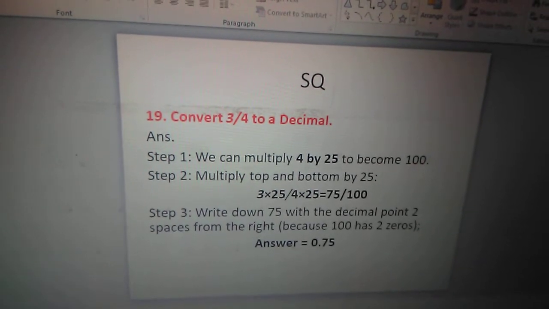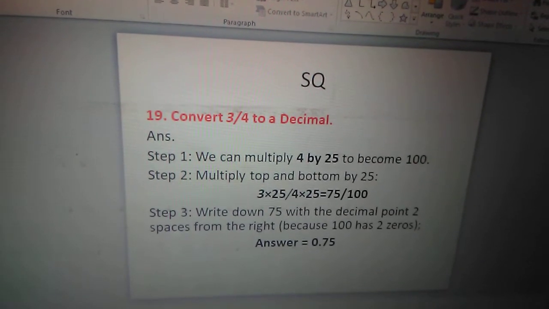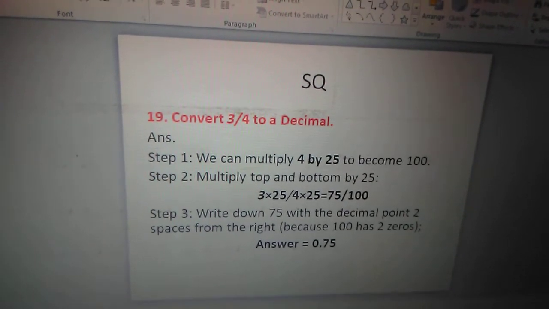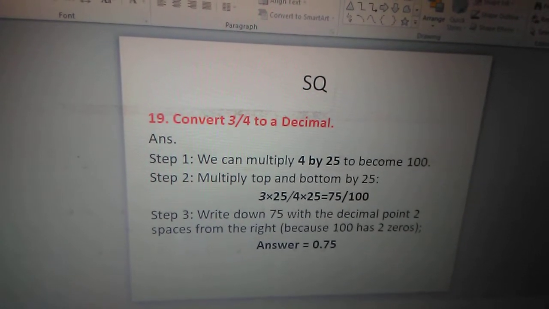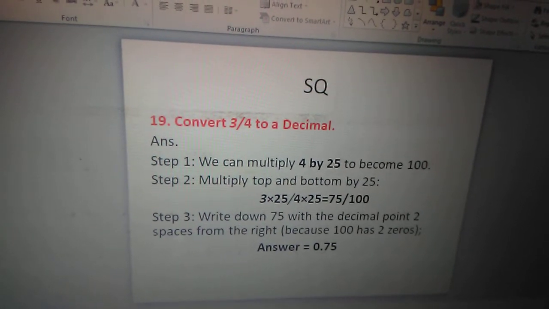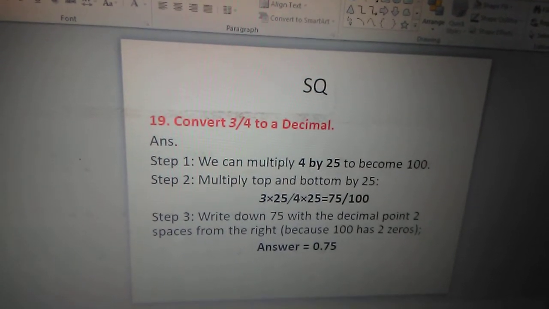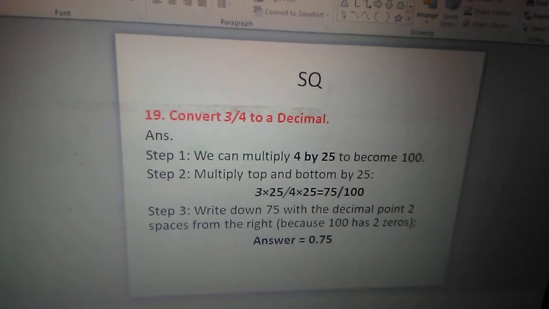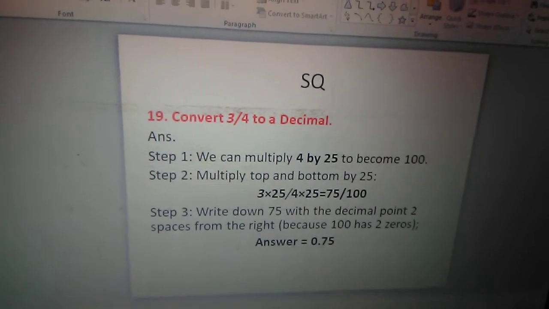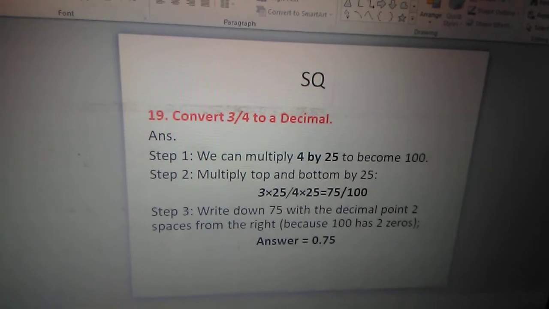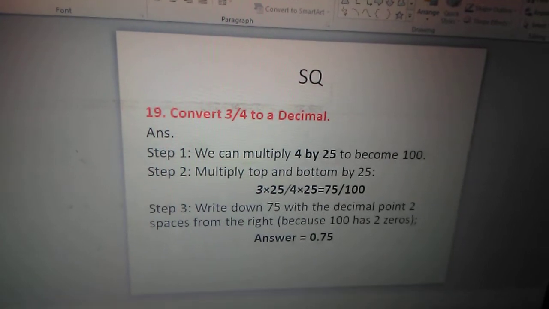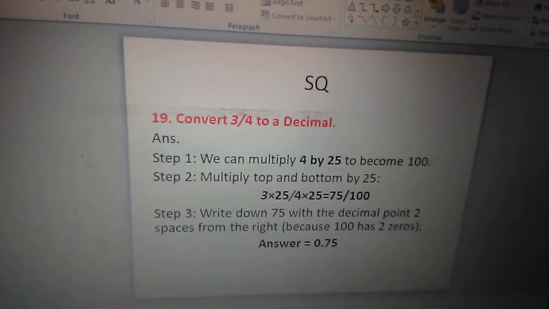So now we'll reduce that one. We'll write the numerator first. So 75 is written. How many 0s are there? Two 0s are there in 100. So after 2 places, we'll put the decimal from the right side. So 5 is 1, 7 is 1, then we put the decimal. So in that way we can convert a fraction into a decimal.